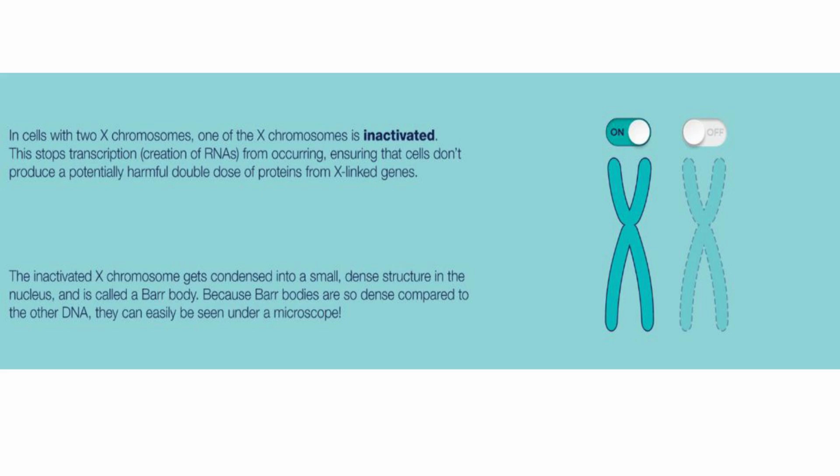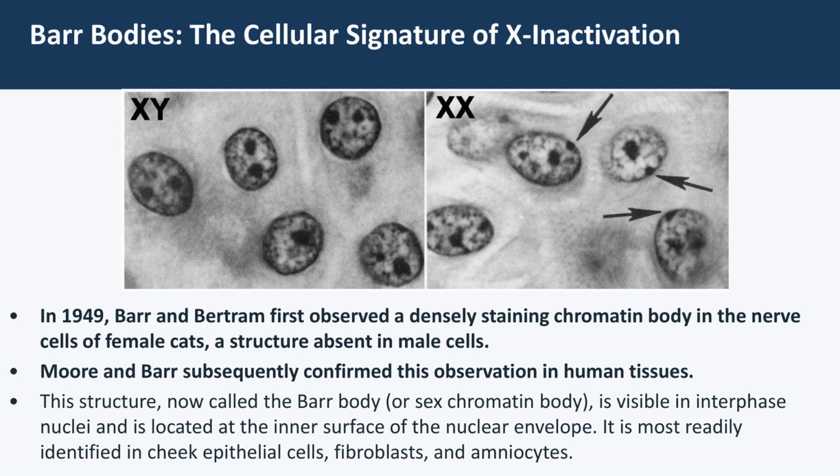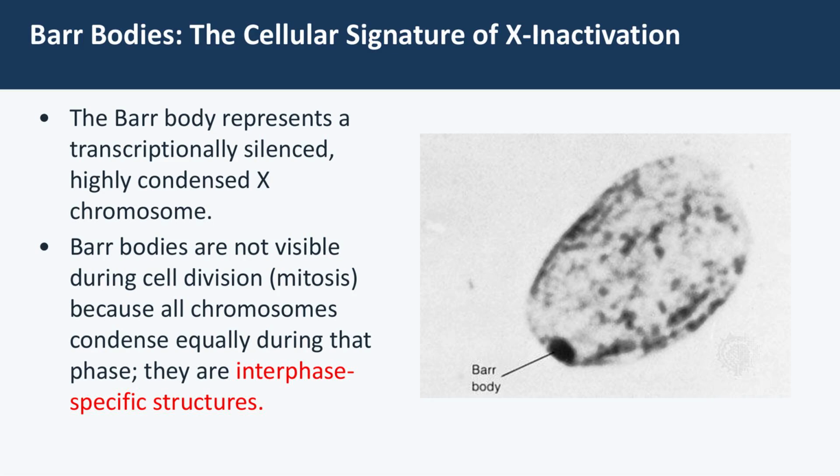In cells with two X chromosomes, one is inactivated to prevent excess protein production. This inactivated X becomes a dense structure called a Barr body, visible under a microscope. The discovery of Barr bodies in 1949 revealed the cellular signature of X inactivation, visible in female cells but absent in males, confirming the process in human tissues. Barr bodies are transcriptionally silenced X chromosomes, visible only during interphase, not mitosis, highlighting their role in gene regulation.